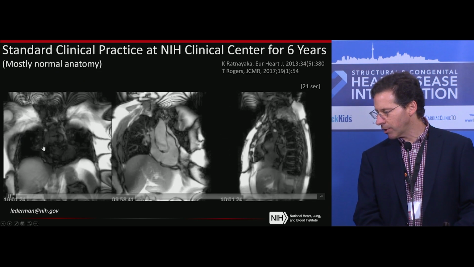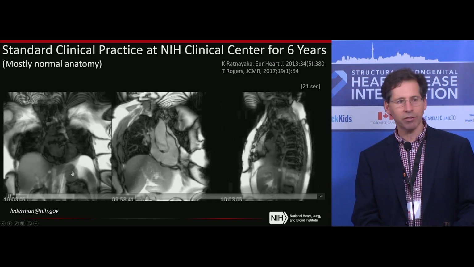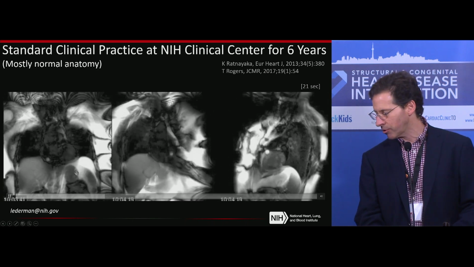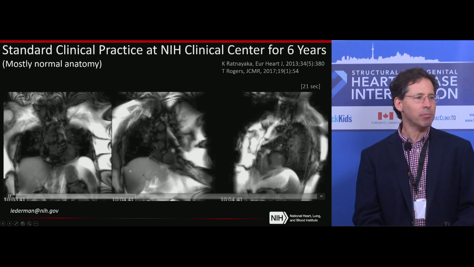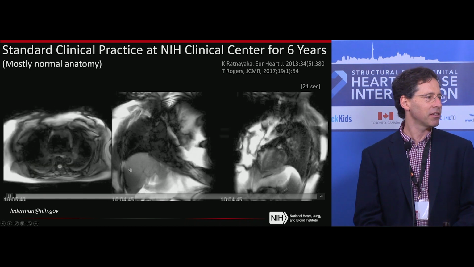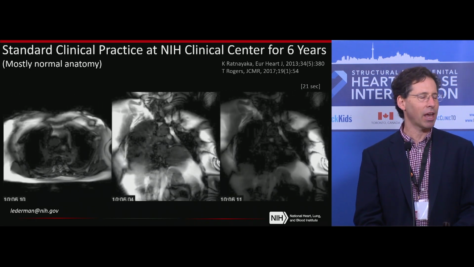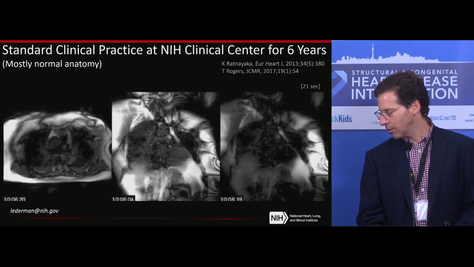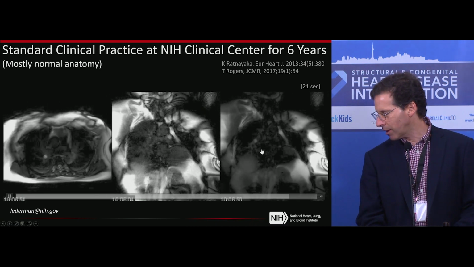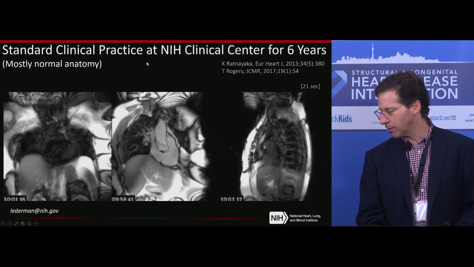Here's an example. We've been doing this at the NIH Clinical Center for more than 6 years. This is a standard clinical procedure. It's just not a big deal, and it's every bit as boring under MRI as it is under X-ray. You fill a balloon with air, carbon dioxide, or dilute gadolinium contrast, and you can navigate a balloon wedge end-hole catheter anywhere.